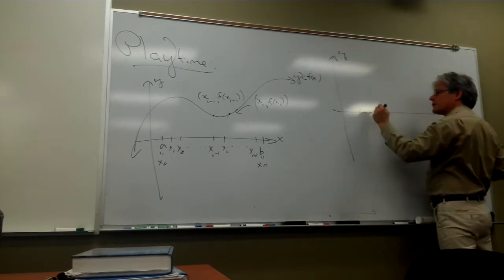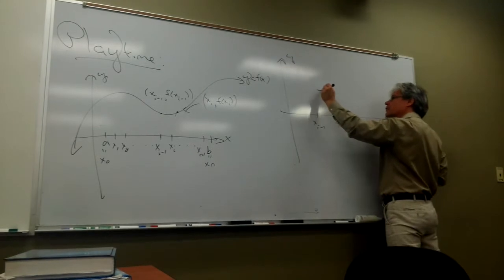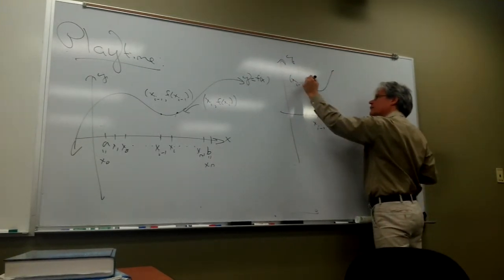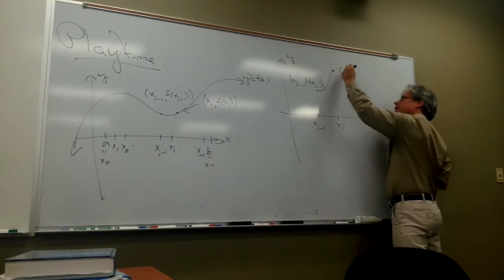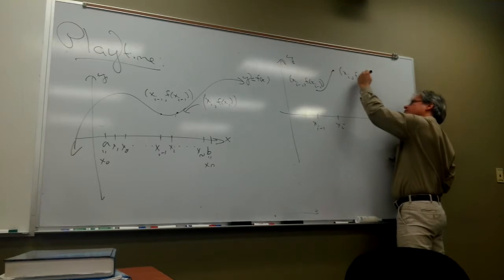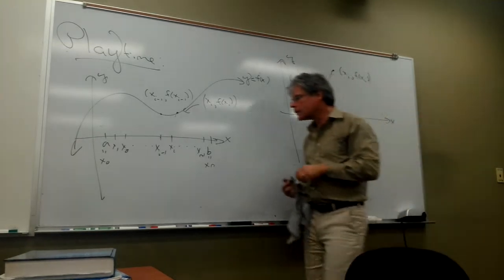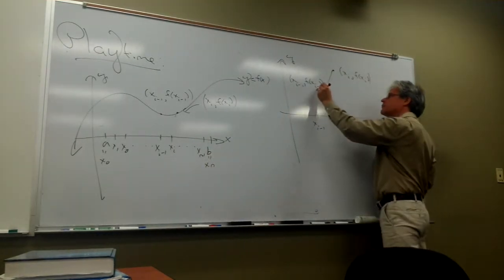X-axis, y-axis. Here's my x of i minus 1. Here's my x of i. I forget what my curve looks like, but here's the point x of i minus 1, f of x of i minus 1. And here's my point x of i, f of x of i.